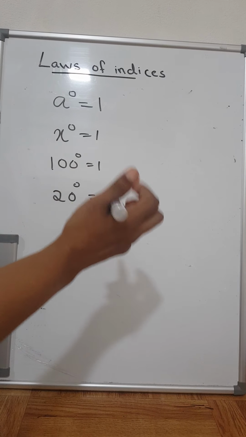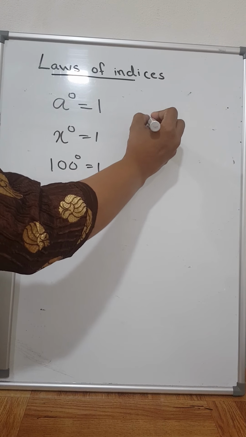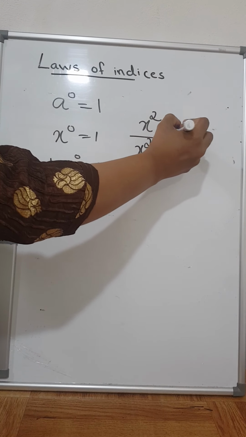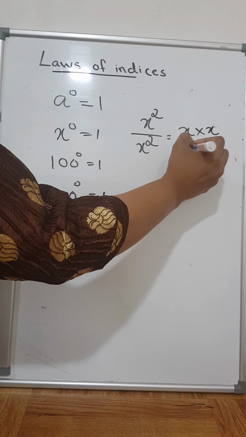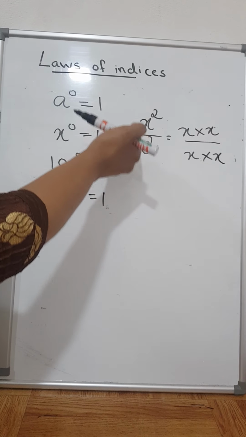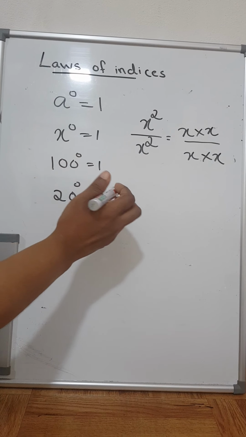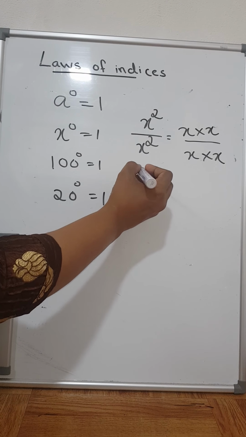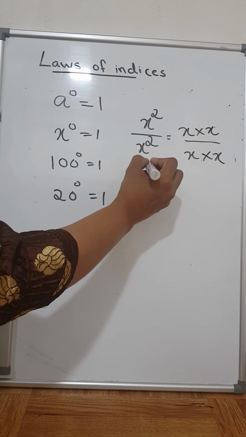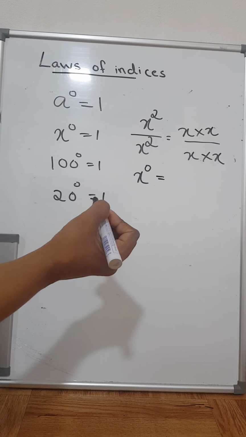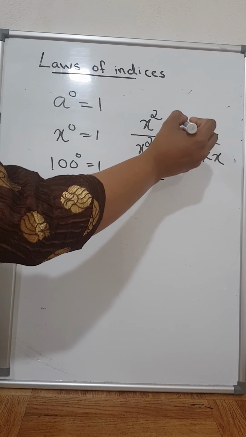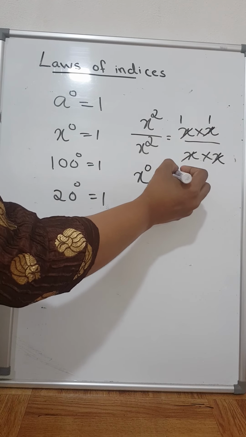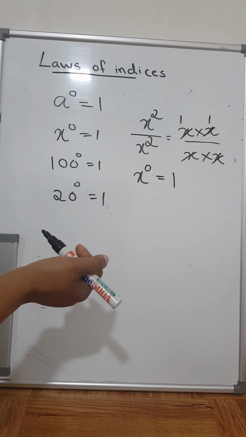Let's check. You see here, x square divided by x square. This is the same as x times x divided by x times x. So we know x square divided by x square is x to the power 2 minus 2 according to the division law in indices. So this is x to the power 2 minus 2, that is x to the power 0. Now we can cancel out this x and x, so we will be getting a 1. So 1 times 1, that is 1. So x to the power 0 is 1.